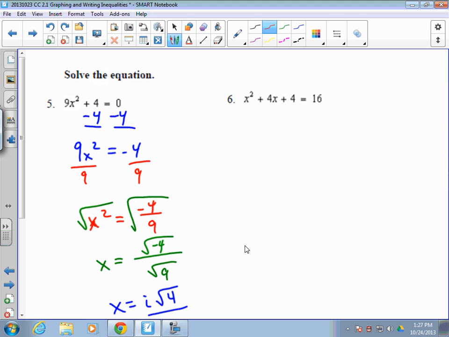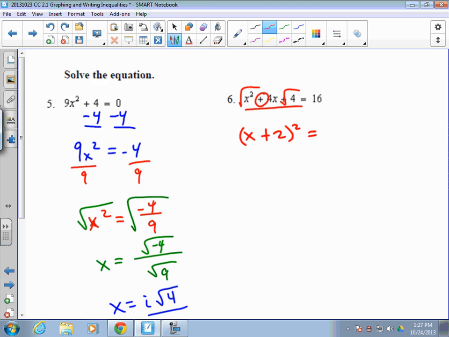Number 6 says x squared plus 4x plus 4. That's a perfect square trinomial. The reason you know it's a perfect square trinomial is because you can take the square root of x squared and get x, and you can take the square root of 4 and get 2. This tells you to put a plus in the middle of them and square both of them.